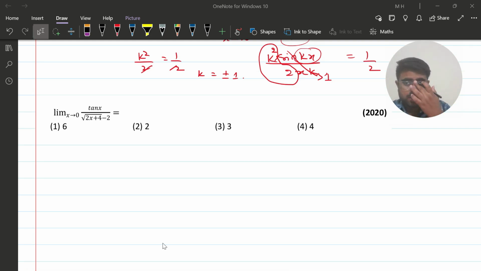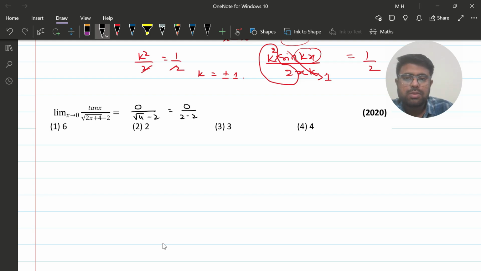The next question says limit of so and so is equal to. Okay, if I put the value of x here, tan 0 is 0 divided by root 4 minus 2, which is 0 by 2 minus 2, which is 0 by 0. Okay, so since it is 0 by 0, I am going to use L'Hospital's rule, or else I can convert this tan x as sin x by cos x, and then use the sin x by x as x tends to 0 property.